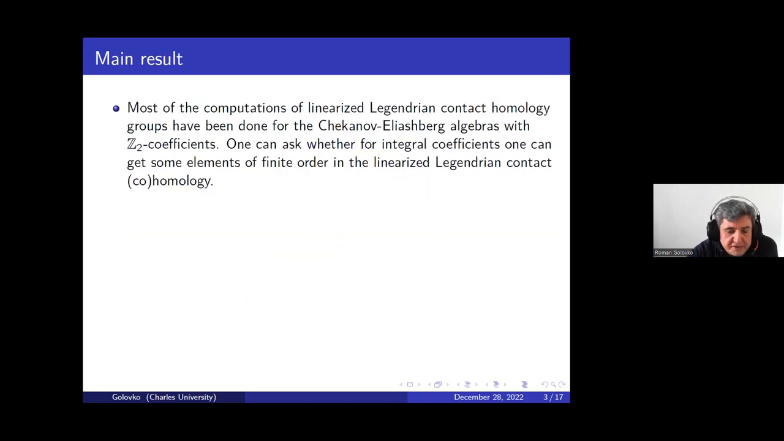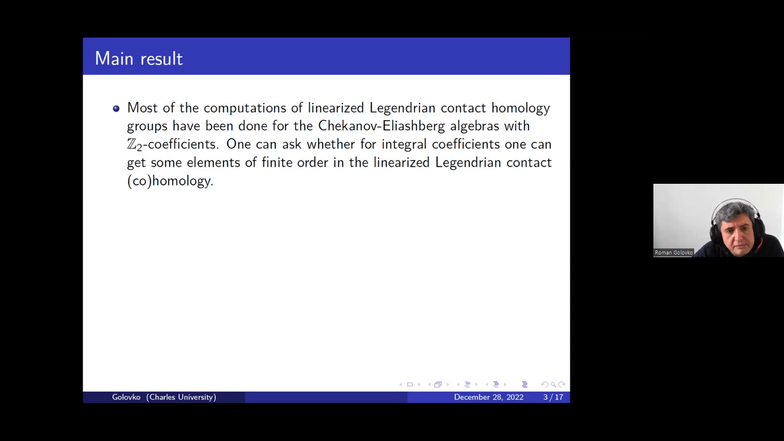Now, what is the result? What do we want to discuss today? The point is that this Chekanov-Eliashberg algebra is quite difficult to define and quite difficult to deal with. For a while, people worked only with field coefficients and in particular with Z2 coefficients. Of course, working with field coefficients, it was impossible to see the torsion. One could ask, if one gets out of the field coefficients story, for example to the integral coefficients that naturally appear in this situation, can one get some elements of finite order in the homology?